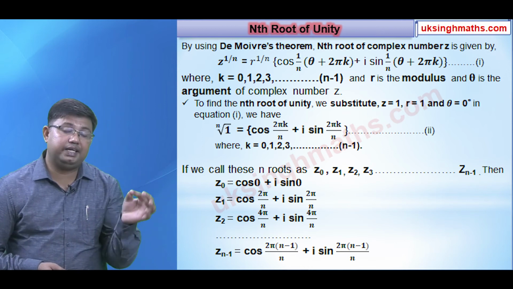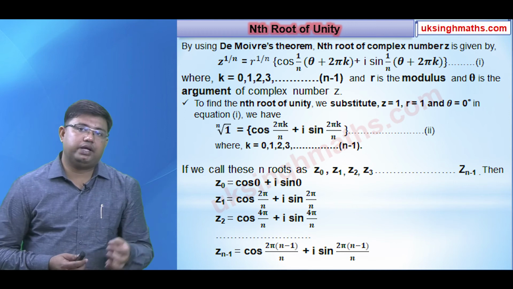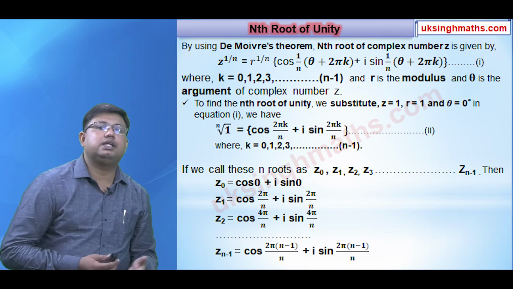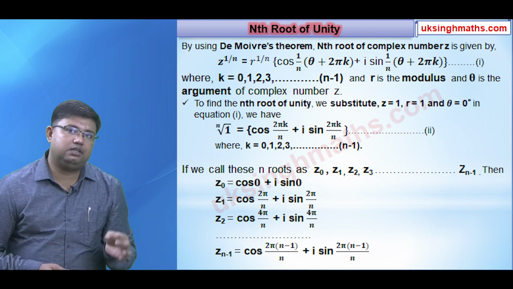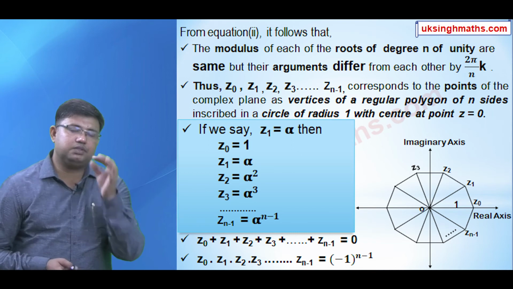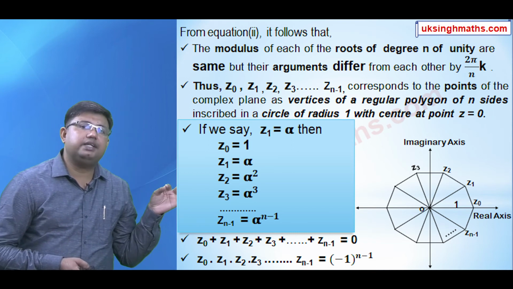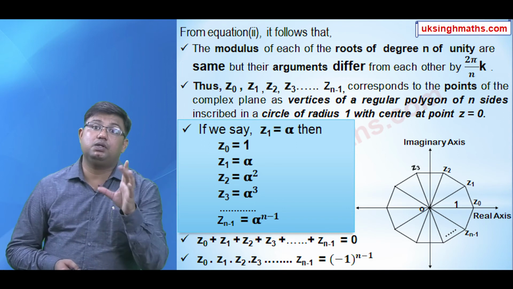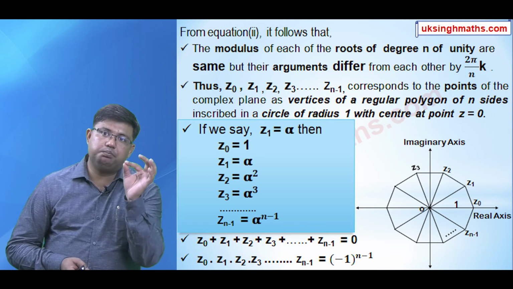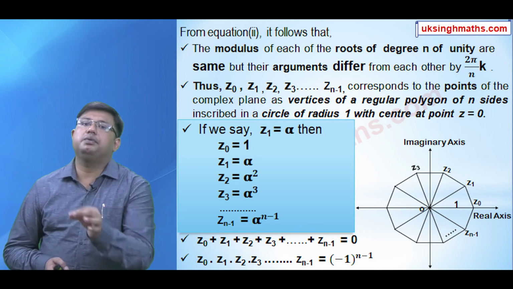And if you call these n roots of unity z0, z1, z2, up to zn minus 1, then you will have a relation of the type shown on your screen. You will see the values of z0, z1, z2, up to zn minus 1. If you visualize equation 2, you can say that the modulus of each of these nth roots of unity is the same, equal to 1, but their arguments differ by a multiple of 2 pi by n into k, where k is 0, 1, 2 up to n minus 1.